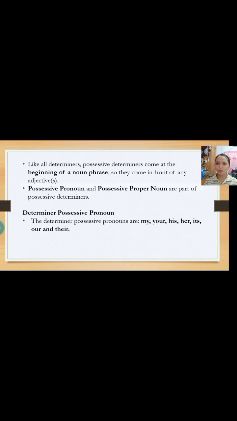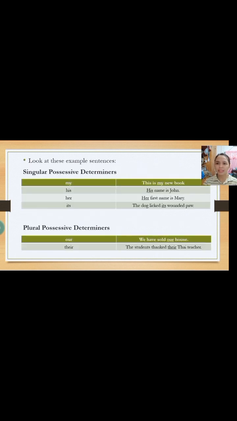Determiner possessive pronoun. The determiner possessive pronouns are my, your, his, her, its, our, and their. I want to clarify that these are determiners, so don't confuse them with pronouns. Look at these example sentences. Singular possessive determiners. The first example is the word my. This is my new book.